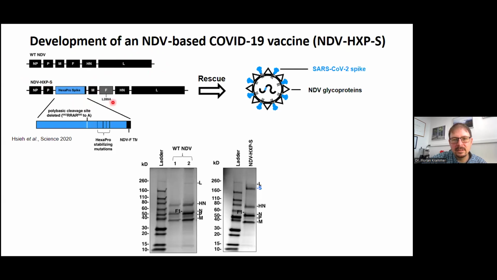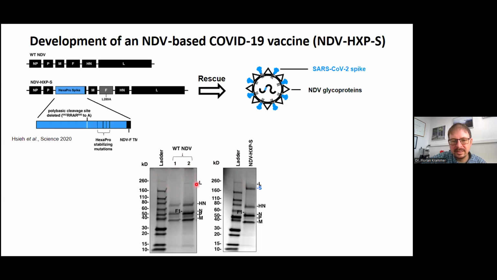And what you get when you do that is a Newcastle disease virus that has a lot of spike protein on the surface, so the SARS-CoV-2 spike. But when it infects a cell, it also expresses spike protein. And typically, it can't really replicate well in human cells, but it goes into the cell and forces the cell to express the spike.